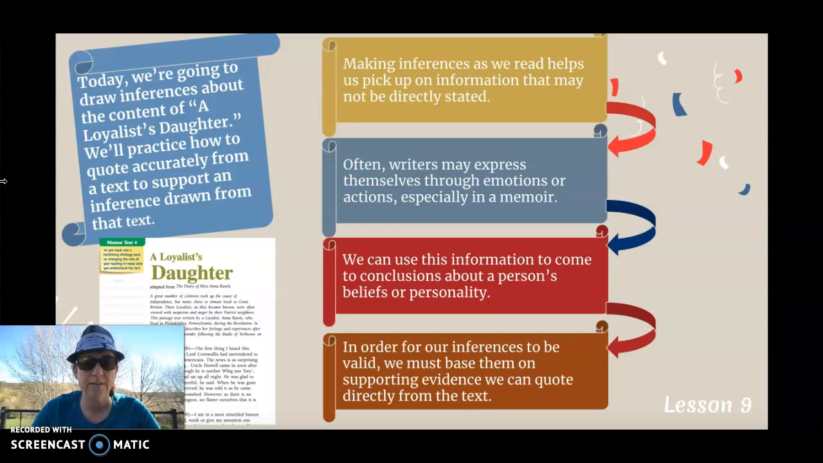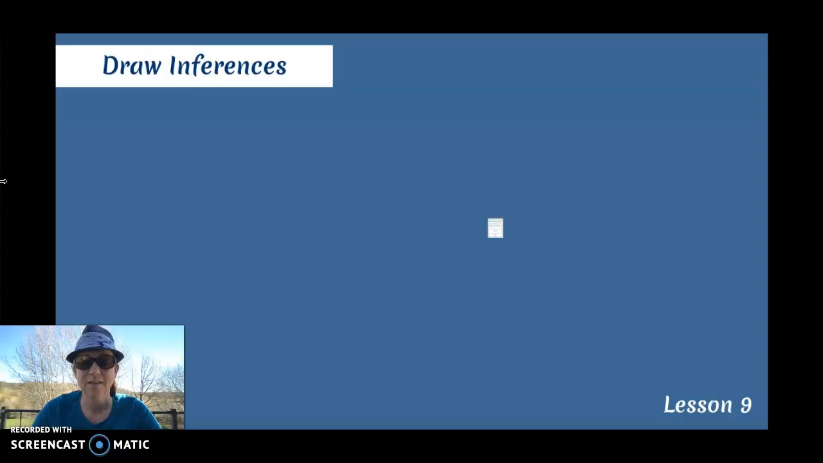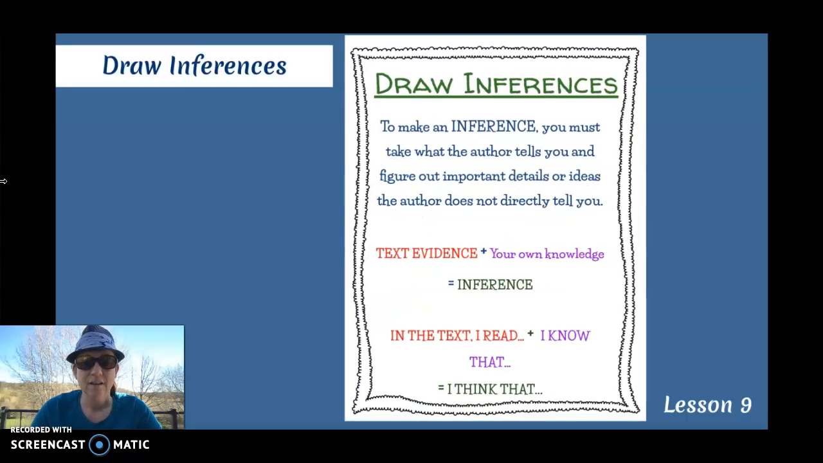So in order for our inferences to be valid, we must base them on supporting evidence we can quote directly from the text. All right. So let's draw inferences. To make an inference, you must take what the author tells you and figure out important details or ideas the author does not directly tell you. So text evidence plus your knowledge is an inference. In the text I read, plus I know that, equals I think that.